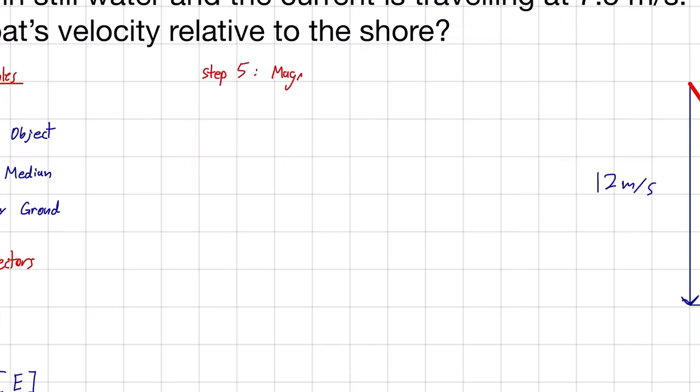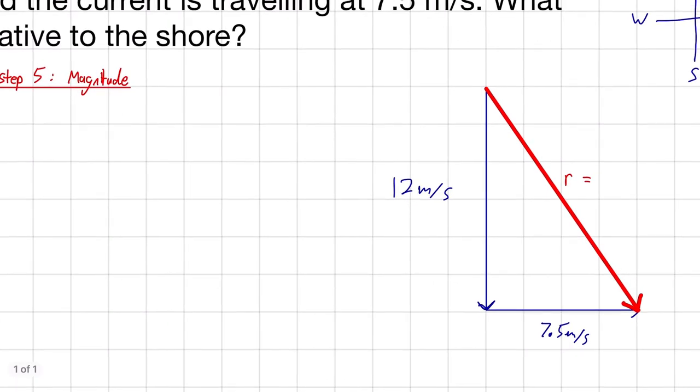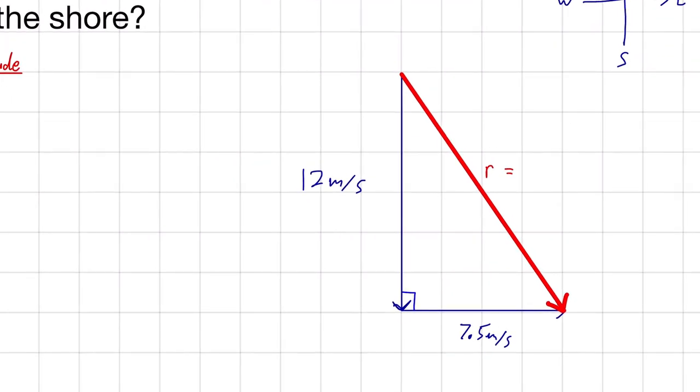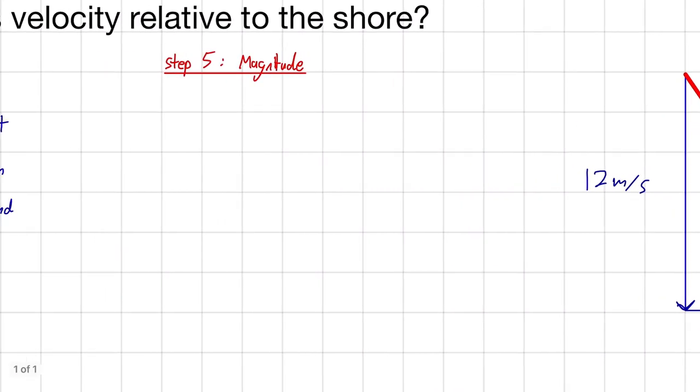Let's find the magnitude. So how do we find the magnitude of this vector? Well, we know this is a right angle, so we have a right angle triangle. We can use the Pythagorean theorem. Knowing these two sides, we can find our final side.